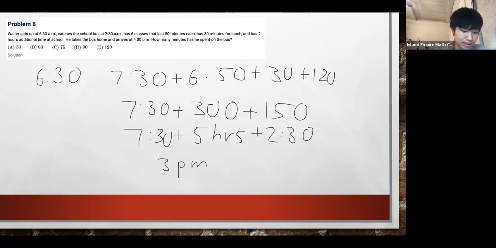So does this make sense to everybody? How you just add the minutes on top of the time. Time is a bit weird to think about, especially because it's not in terms of 10, it's in terms of 12, but it isn't too complicated. You just add the minutes. And you have to be a bit careful with this.